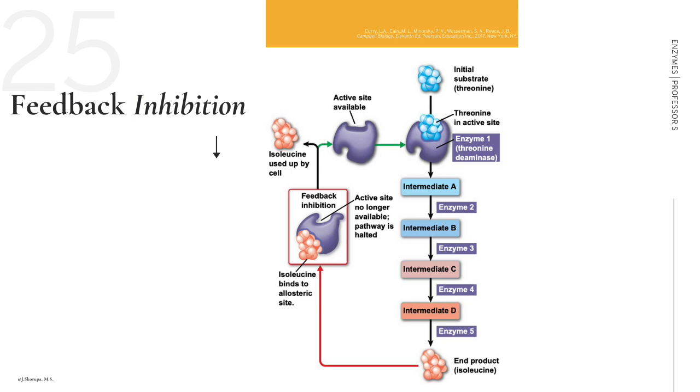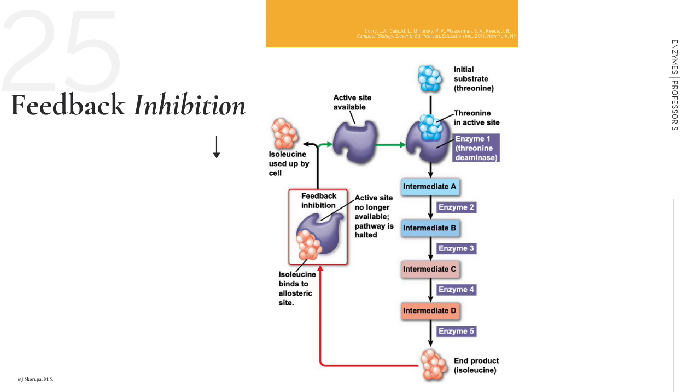Here's a real-life example to drive the concept home. We have an enzyme called threonine deaminase. Threonine deaminase binds to its substrate threonine to create intermediate A. Intermediate A is part of this metabolic pathway shown here, which eventually creates the end product isoleucine, which is an amino acid. Once our body has created enough end product, isoleucine, it will bind to an allosteric site on the enzyme threonine deaminase to non-competitively inhibit the reaction.